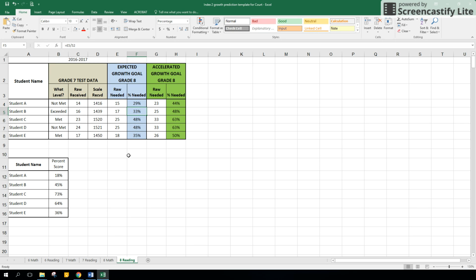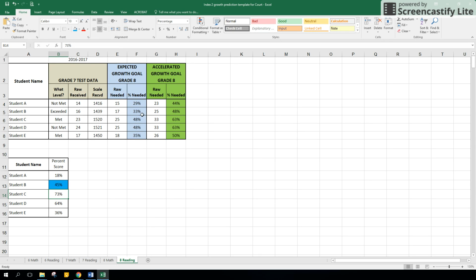Student B scored a 45. They needed a 33 to meet expected growth, so they have met expected growth, and then they needed a 48 to meet accelerated growth. They did not get the 48, they only got a 45, so we're going to be color-coding this student blue.